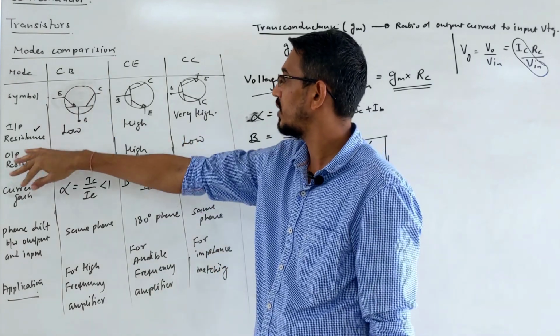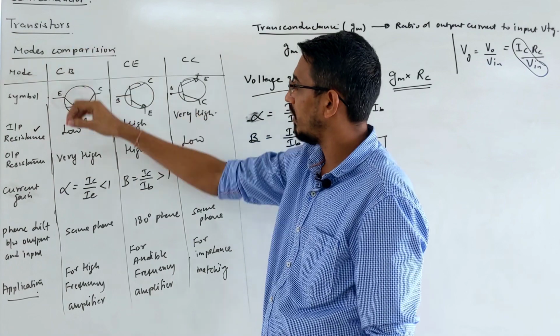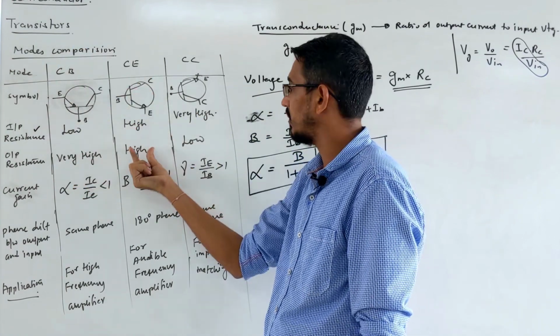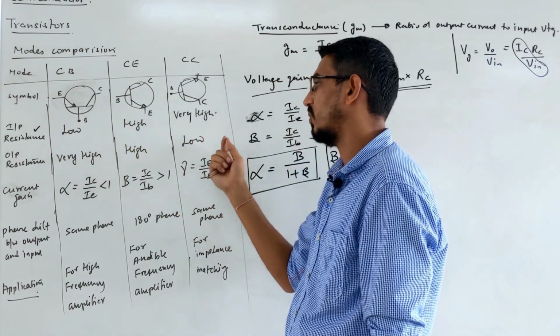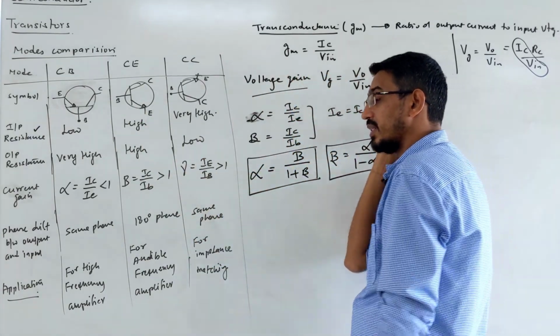Then output is just the opposite of this order, right? Output in case of common base is what? Very high. Common emitter becomes high, and common collector becomes low. Just the opposite of that order, right? Current gain is already discussed.